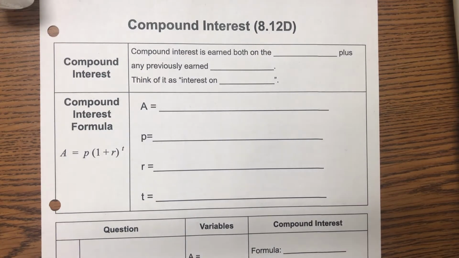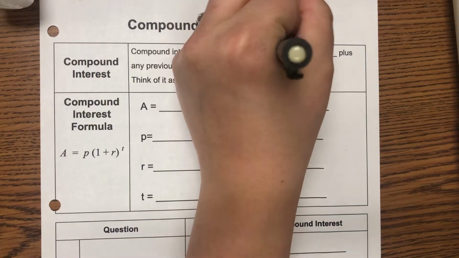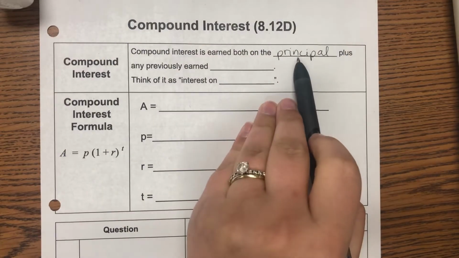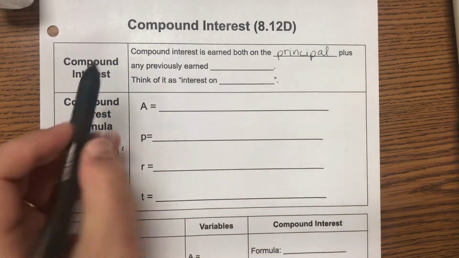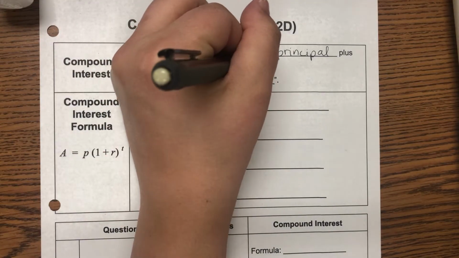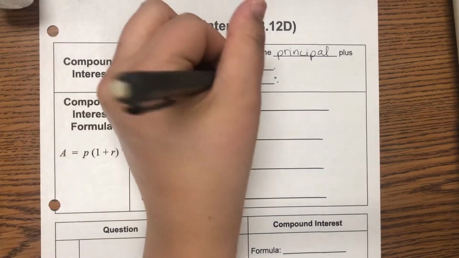In the previous video, we talked about simple interest. Today, we're going to talk about compound interest. So, compound interest is interest earned on both the principal, which is the initial amount you put into the account, plus any previously earned interest. Okay? So, think of it as interest on interest.